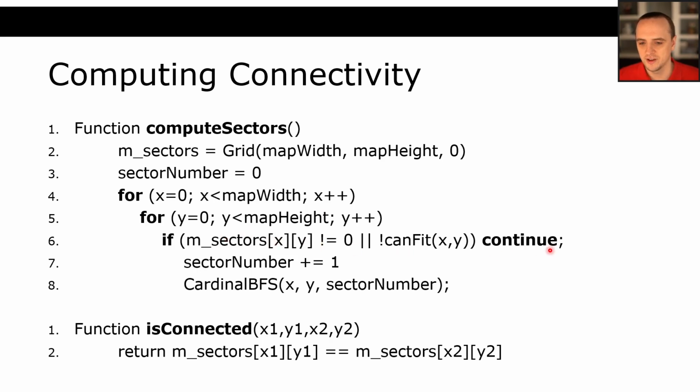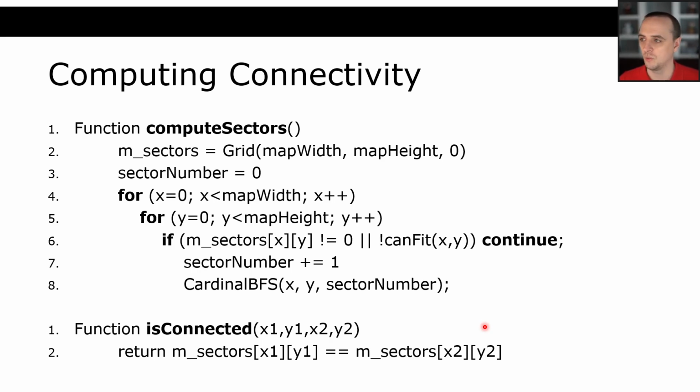This checks for that. So if it can fit, and it is a value of 0, then I'm going to increment the sector number. So that 0 becomes a 1, the 1 becomes a 2, the 2 becomes a 3, and then I'm going to do the cardinal breadth first search outward from that XY location, setting everything to that sector number. And then later on, if I want to check if 2 cells in the grid are connected, then that's really easy. I just check the sector map at X1, Y1 to see if it's the same as X2, Y2, right? So trivial algorithm that you've implemented already if you're in this course.